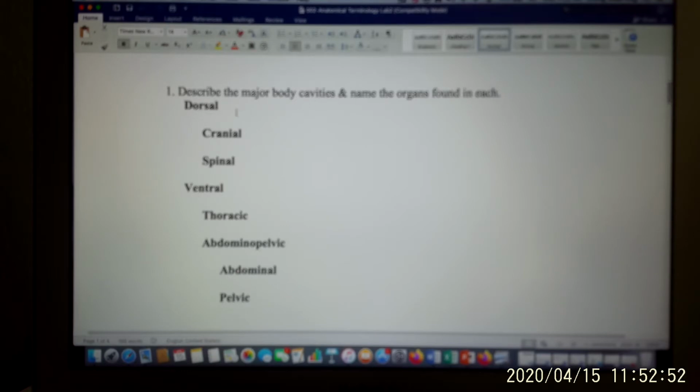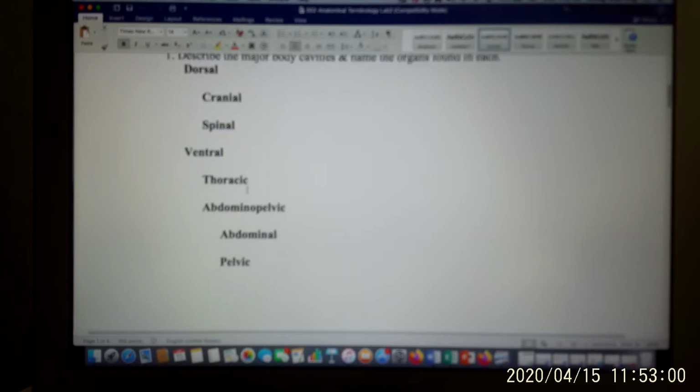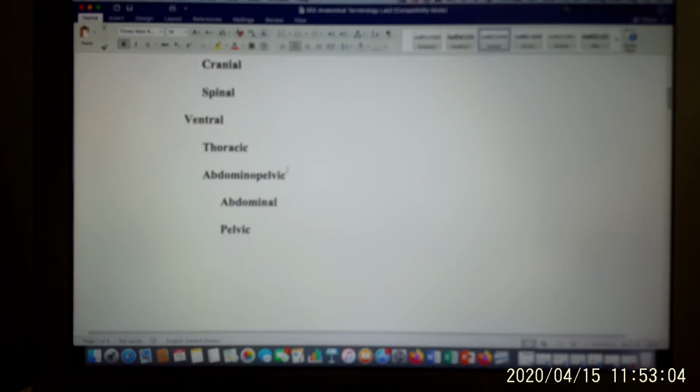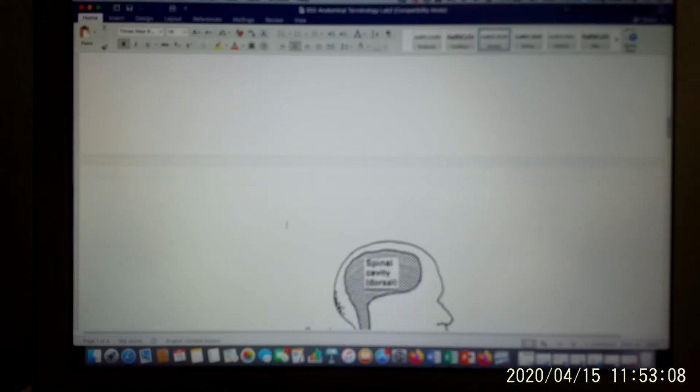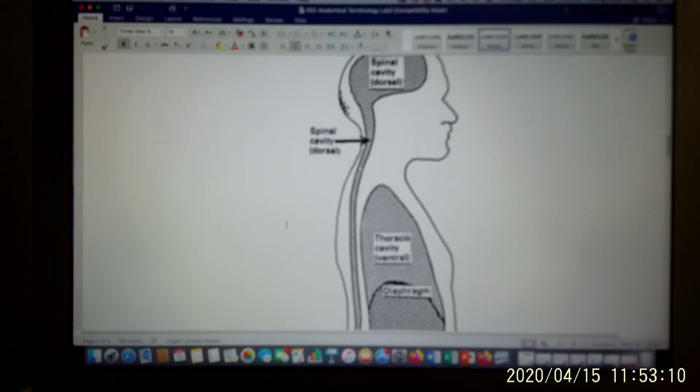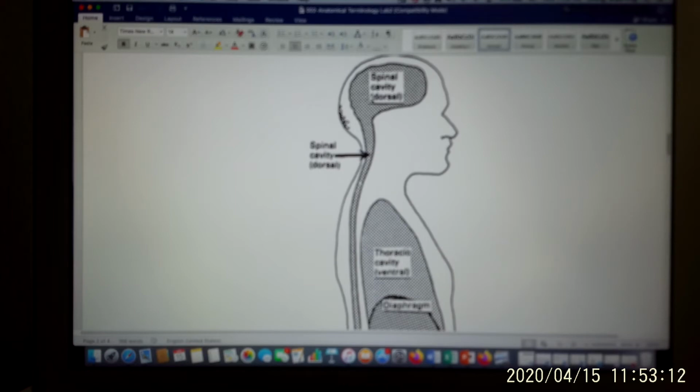You have the dorsal cavity, you have the ventral cavity. And the dorsal cavity can be divided into the cranial and spinal cavity. And the ventral cavity can be divided into the thoracic, abdominal, pelvic cavity. And abdominal pelvic can be divided into the abdominal and the pelvic one. So I will give you a picture, I will show you, name this cavity.